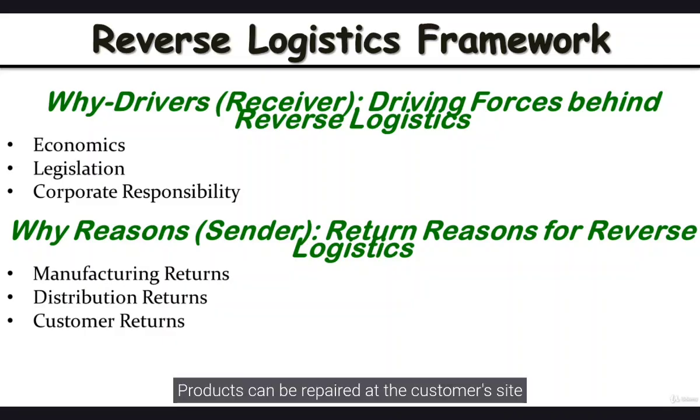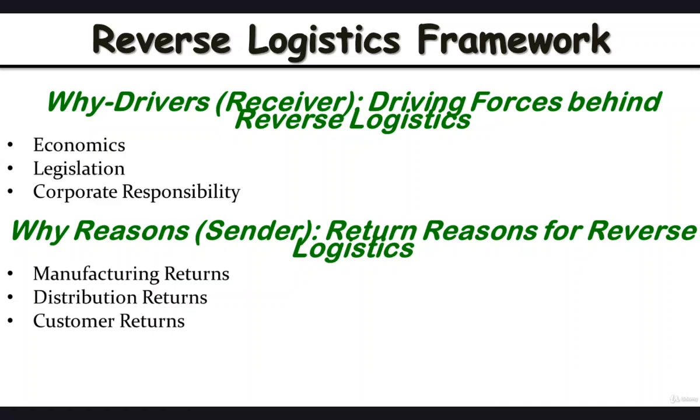Products can be repaired at the customer site or sent back for repair. In the former case, there are many returns in the form of spare parts in the service supply chain, since in advance it is hard to know precisely which parts are needed for the repair.